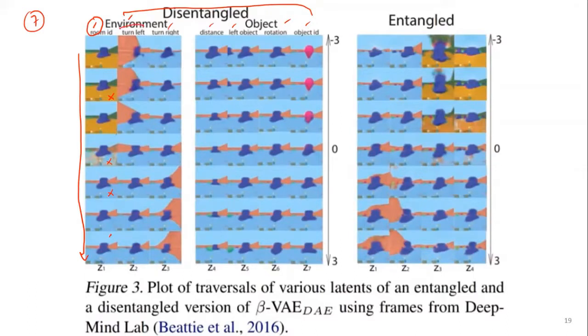When you change this particular parameter, it is doing a turn left. It's as if you're looking at the image and turning in a particular direction. This is a turn right. This corresponds to distance, so as you go further away, the object becomes smaller. This is looking at other objects, rotation, object ID. Here, if you change this, the actual object is changing.